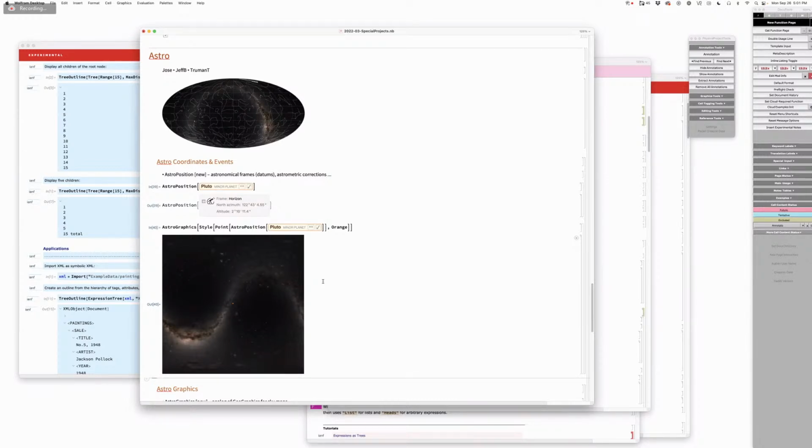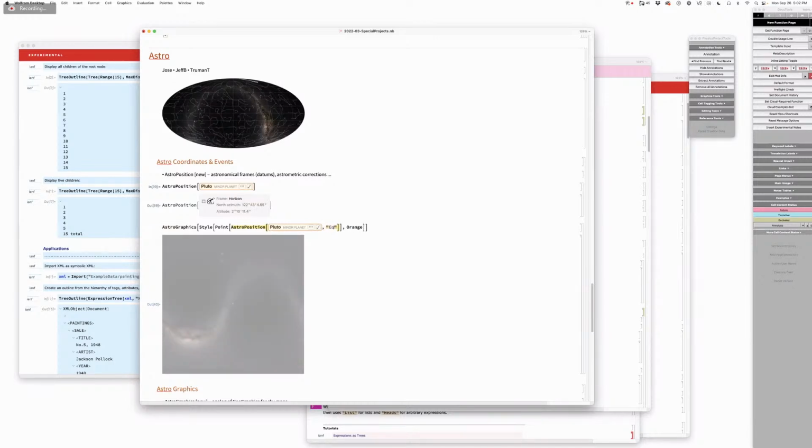And by default, we use what we call the horizontal or horizon frame. Essentially, your horizon is a horizontal line, and in this coordinate frame there is a part which is above, a part which is below. So if you say, for example, try AstroPosition of Pluto and the second argument say equatorial, then you will get the coordinates of Pluto, but in the equatorial frame.